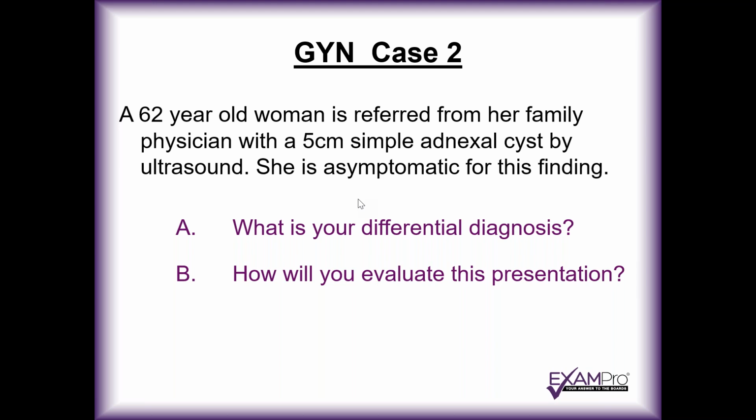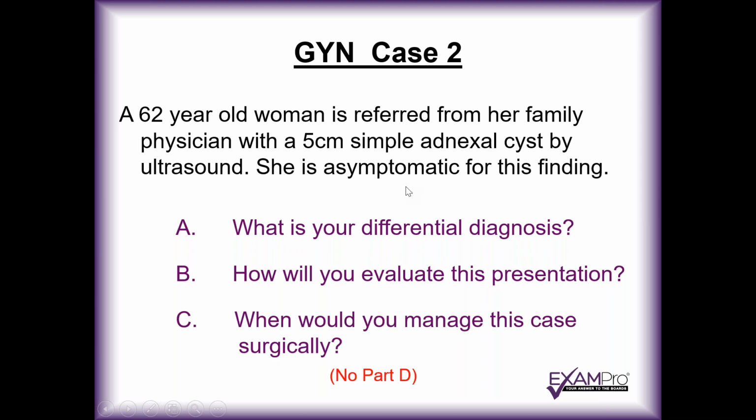Exactly. New or persistent finding. And if it's persistent, has it changed over time? Was it 3 centimeters and simple 2 years ago? Exactly. That's great. Good. Let's go on to number 3 here. When would you manage this case surgically? This will be the end.